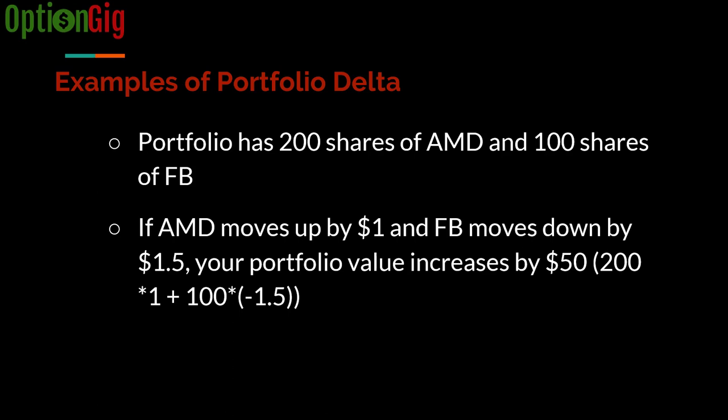Okay. Let's take an example where we have a mix of a couple of stocks. So let's say your portfolio has 200 shares of AMD and 100 shares of Facebook. Then you have to consider your overall portfolio delta, or how the value will change based on the individual constituents. So in this example, if AMD moves up by $1 and Facebook moves down by $1.50, your overall portfolio increases only by $50, because $200 is contributed by AMD, but Facebook moved down by $1.50 and you had 100 shares of Facebook. So your Facebook portion of the portfolio decreased by $150. So the resulting net increase is only $50.